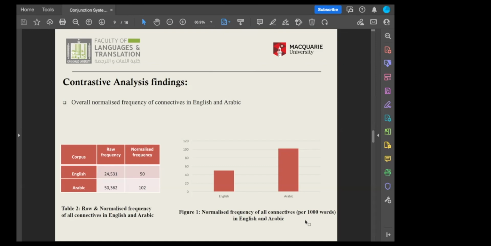These findings confirm one of the main contrastive differences between English and Arabic, which is that Arabic uses connectives at higher frequencies than English. In addition, when other factors like register and time span are considered, overall findings also show some significant differences between the subcorpora. I will just give you the main results, because so many analyses have been conducted and so many results. I will just show the main ones.